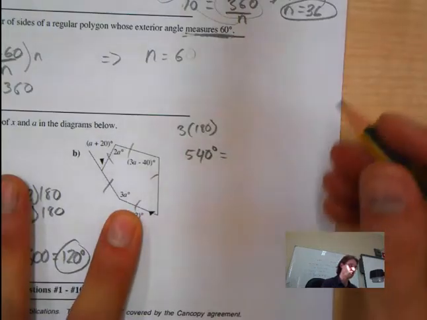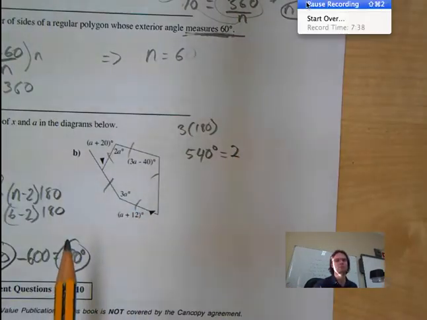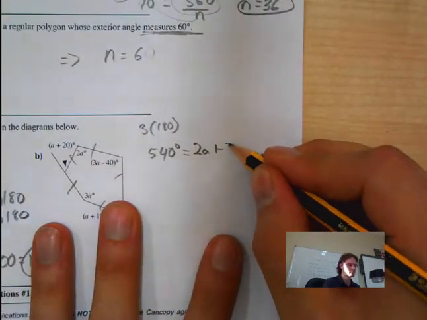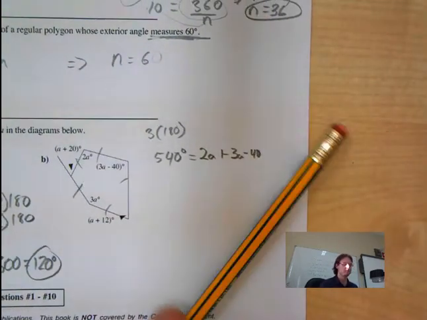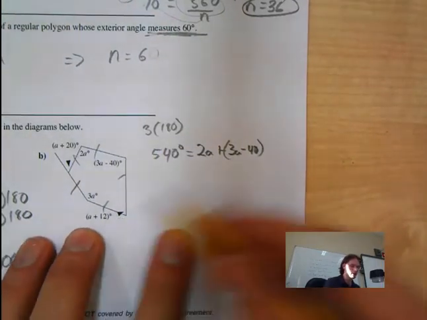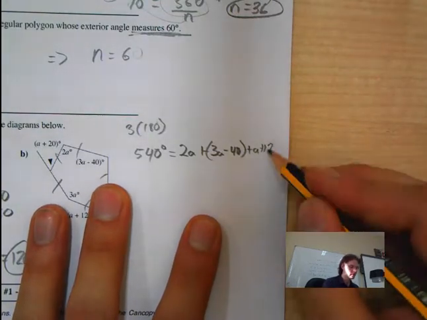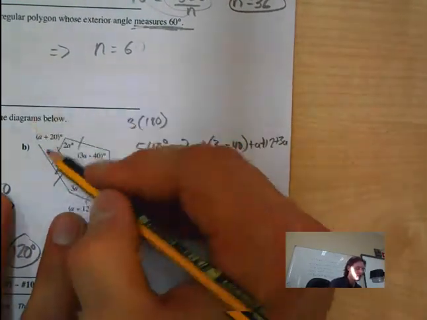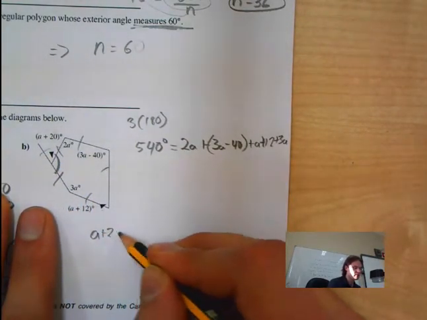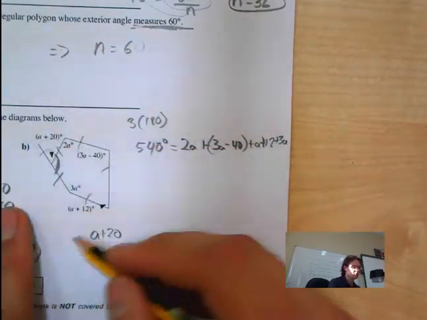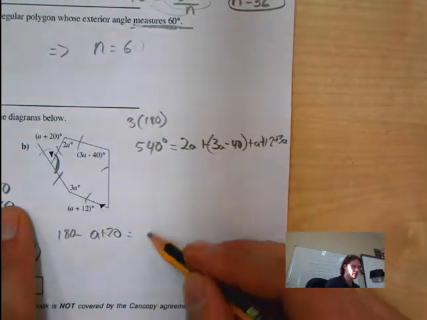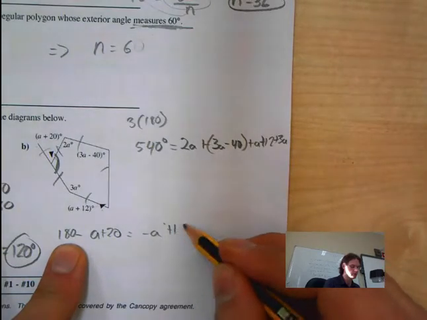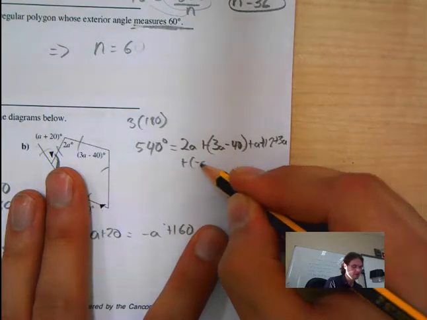So now we have this is equal to, we have 2a plus 3a minus 40, and then we are going to get a plus 12. Okay, and we are also going to have plus 3a. And now we also have to figure out this angle here. Well, if this is a plus 20, so we're going to go a plus 20, and plus this angle here is equal to 180. So I'm going to go 180 minus a plus 20 is going to give us negative a, and then we're going to have 160. And that's going to be plus 160. Okay, so we go plus negative a plus 160.